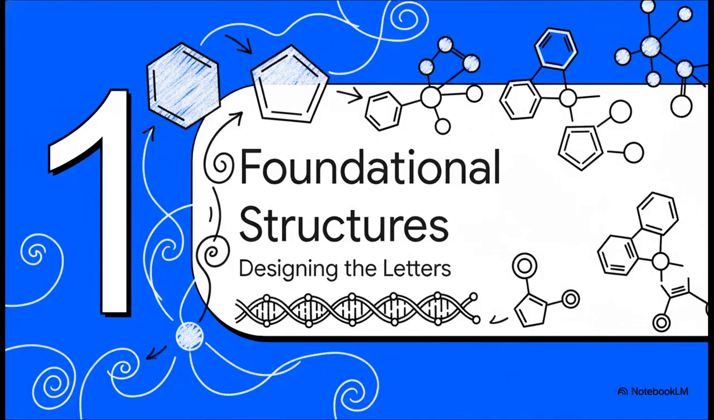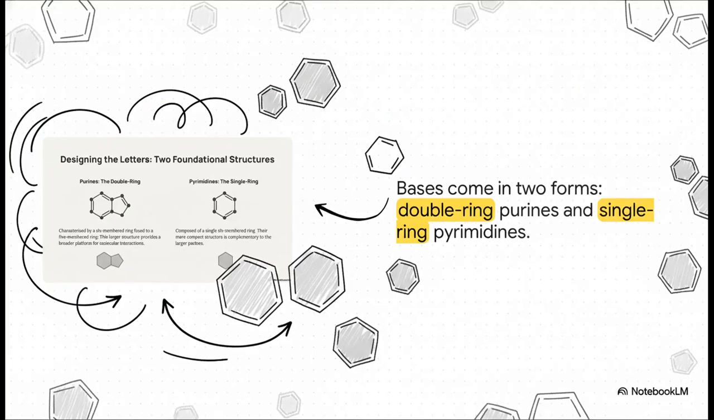So our first stop is to look at the basic architecture. How do you even begin to design a chemical alphabet? Well, it turns out nature started with just two fundamental shapes. And here they are. Over on the left, we have the purines, which have this larger double ring structure. And on the right, you've got the pyrimidines with a more compact single ring. The entire genetic language, the whole shebang, is built from these two simple complementary forms. And that size difference? Totally not an accident. In fact, it's about to become incredibly important.